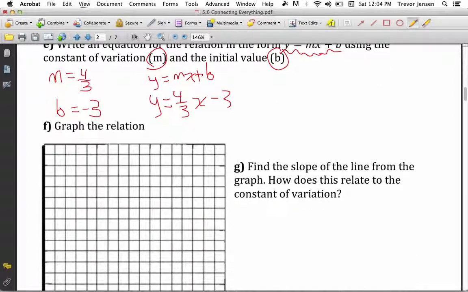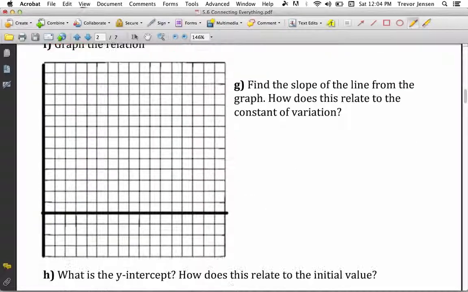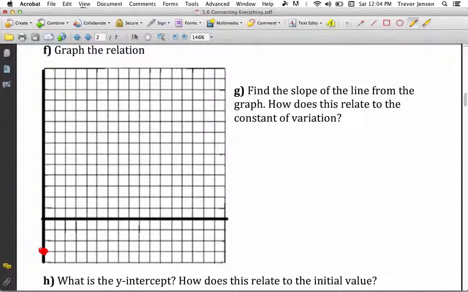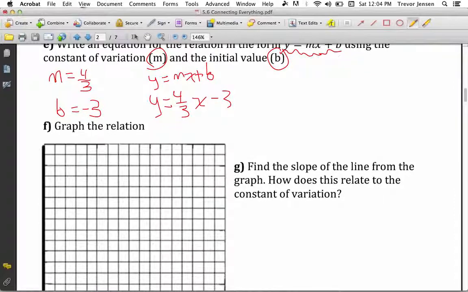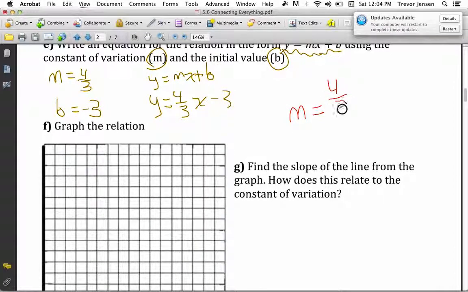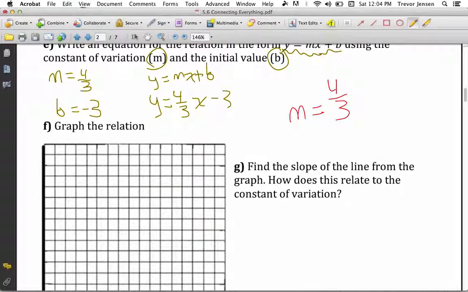If we want to graph this relation, all we have to do is plot our initial value. So we know it starts at negative 3 on the y-axis. And then use our slope, or our constant of variation, to plot more points and connect them with a straight line. So we know our slope. Our slope was 4 over 3. And we know that slope is rise over run.